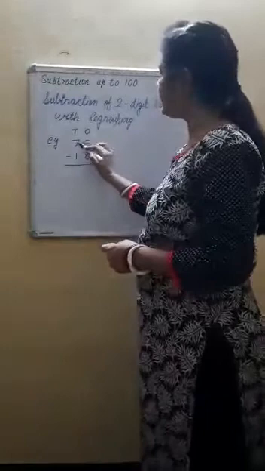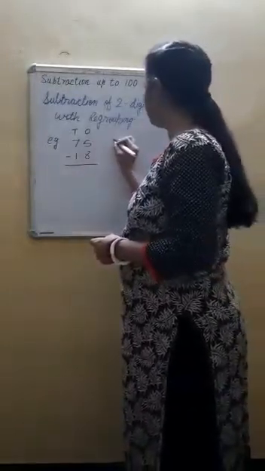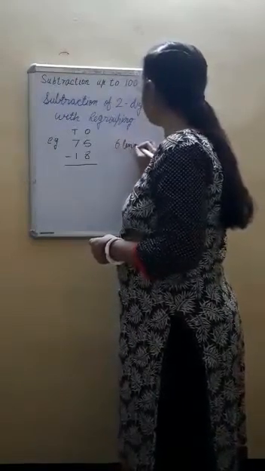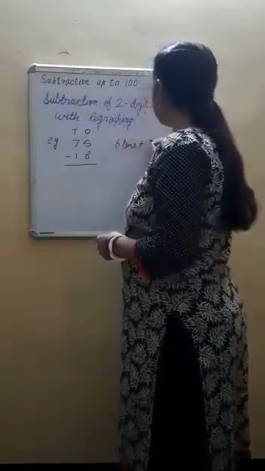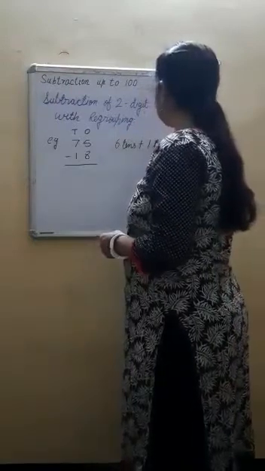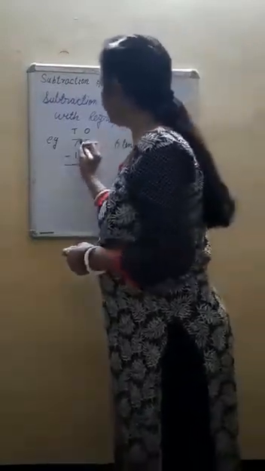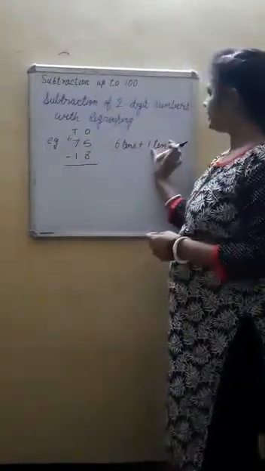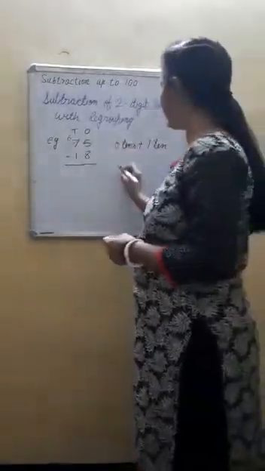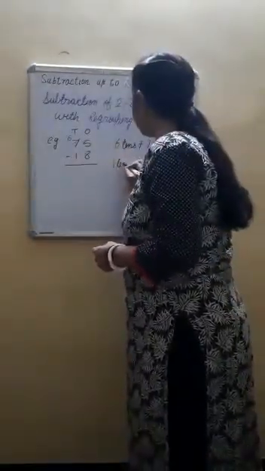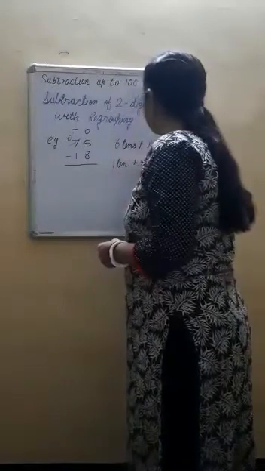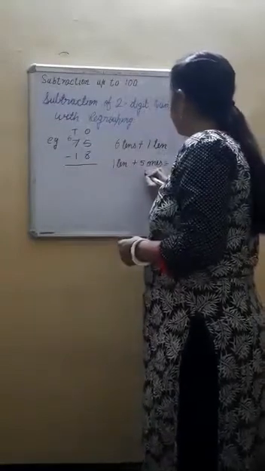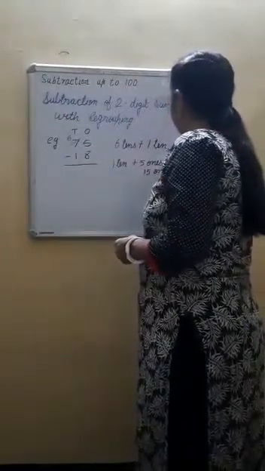So we can write this 7 tens. This 7 tens can be written as 6 tens plus 1 ten. So we will reduce this 7 to 6. And now we can take this 1 ten to ones place and we can write this 1 ten plus 5 ones is equal to 15 ones.